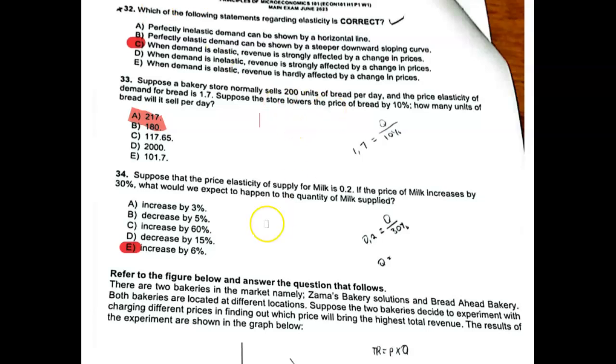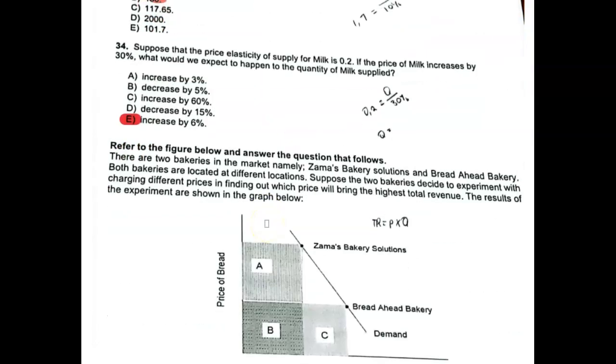So we're done with question 33. Let's go to question 34. So the price elasticity of supply is 0.2. Put 0.2 on the left of the equal sign. Now you know your elasticity is quantity over price. So what will happen to the quantity? You want to know the x.